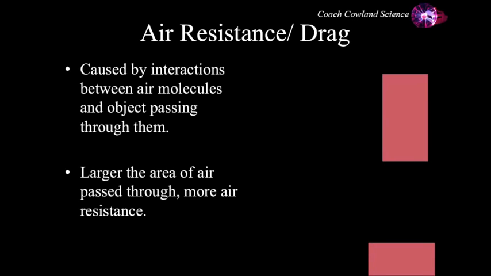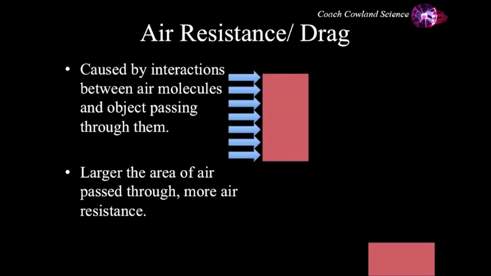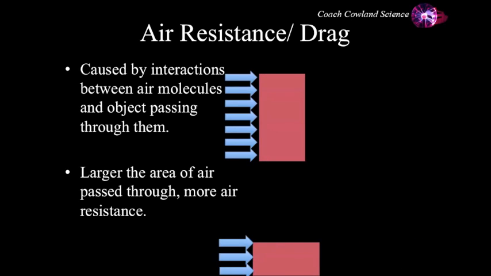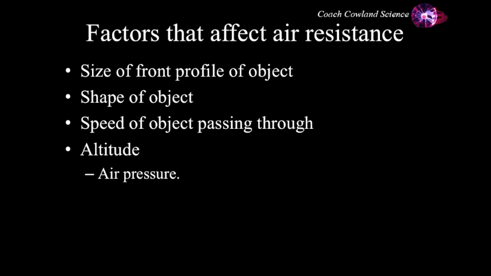Air resistance is a special type of friction. Because air is fluid and can move around objects, the objects passing through the air disrupt the motion of the particles. This causes resistance to motion. The amount of air resistance is dependent on several factors. First, the amount of air that is disrupted. The bigger the front area is, the more air will interact.